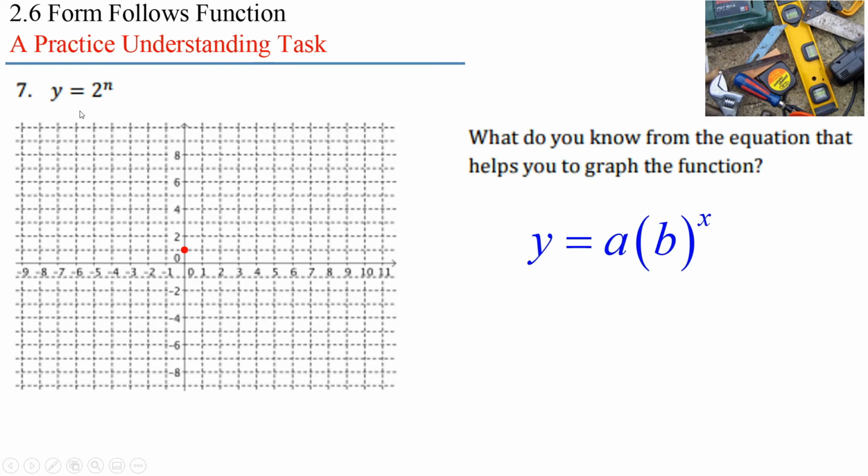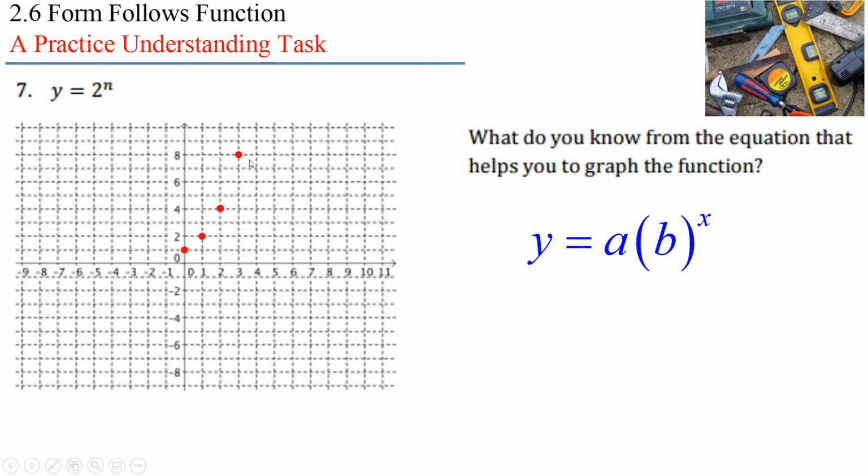Now, my base is what I'm multiplying my output by every time. That's the common ratio of the sequence. So I'm going to take this 1 and I'm going to multiply it by 2. 1 times 2 is 2, so if I go 1 over, I go to 2. Now let's multiply that by 2. 2 times 2 is 4. Let's multiply that by 2. 2 times 4 is 8.